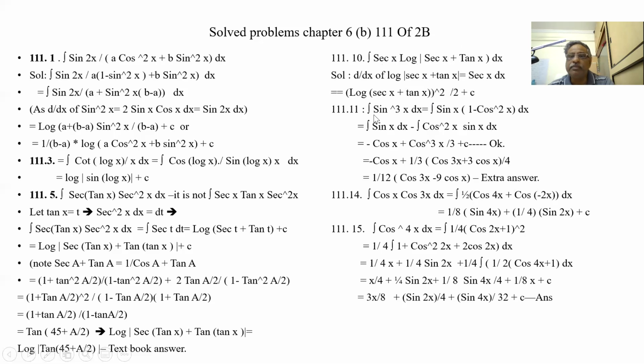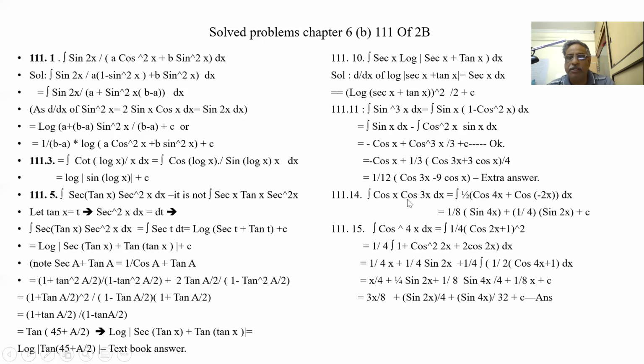Let's see now sine cubed x. Sine cubed x can be written as sin x into 1 minus cos square x. Integral sin x dx minus cos square x sin x dx. Integral of sin x we know is minus cos x. Cos square x sin x is the differentiation of cos cubed x, so cos cubed x by 3 plus c. But the same thing can be converted using 3x. In fact, sin 3x is 3 sin x minus 4 sin cubed x. We can make sin cubed x the subject, and when we integrate, we will get the same answer. This is the textbook answer. So it can be done both ways.